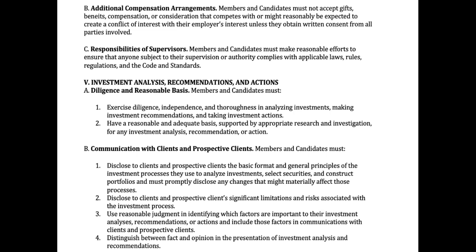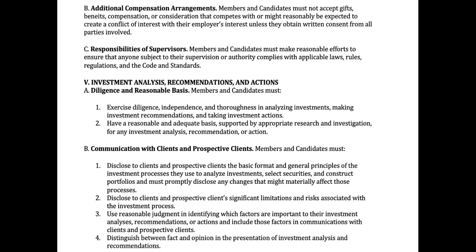5. Investment analysis, recommendations, and actions. A. Diligence and reasonable basis. Members and candidates must: 1. Exercise diligence, independence, and thoroughness in analyzing investments, making investment recommendations, and taking investment actions. 2. Have a reasonable and adequate basis, supported by appropriate research and investigation, for any investment analysis, recommendation, or action.